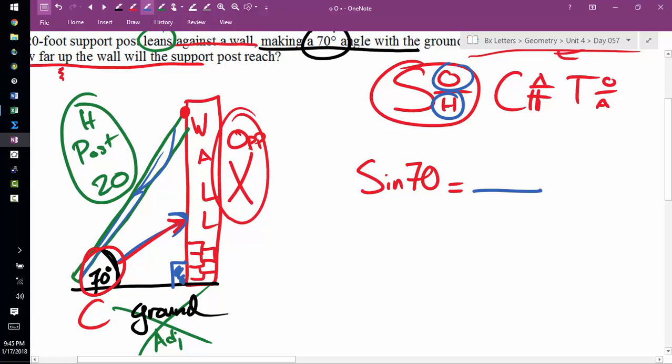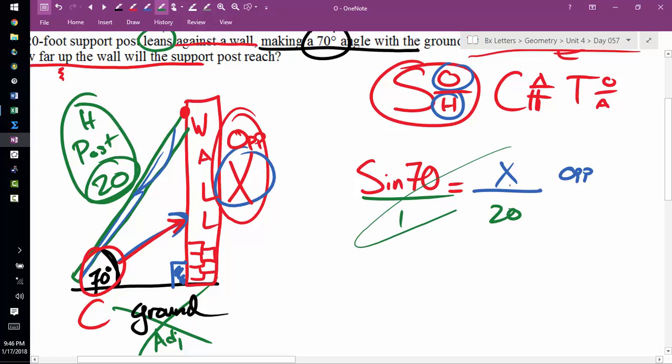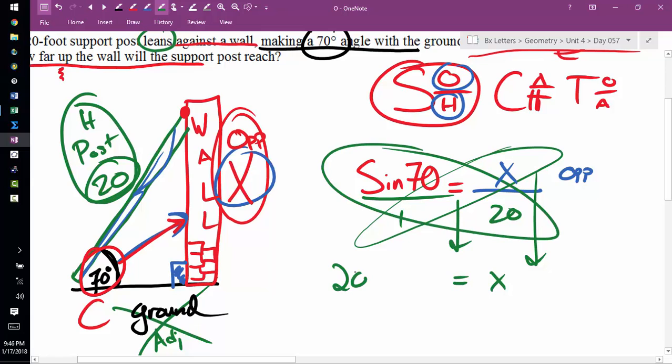My opposite is x, so that goes on top because it's the opposite, not because the variable has to go on top. It's simply because x in this particular problem is the opposite side. And that 20 is going to go on the bottom because it is the hypotenuse. We'll butterfly multiply, we'll get an x, I'm going to bring down the equal sign, and I'm going to write this as 20 times the sine of 70.